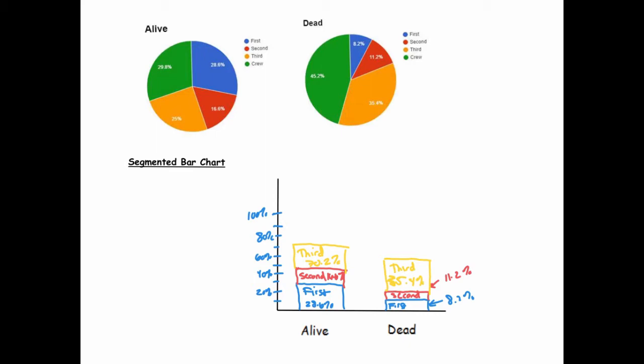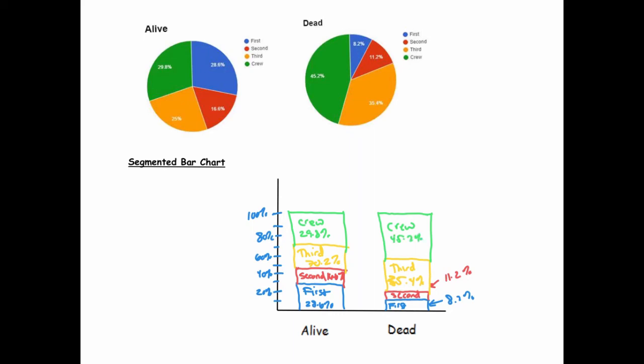Okay, and then lastly, we look at the crew. Now, we don't really need to do much because each bar has to get up to 100%, so you just need to finish the bar and get it up to 100%. Okay, so that's crew, and they make up 29.8% of those who survived, and they make up 45.2% of those who died.